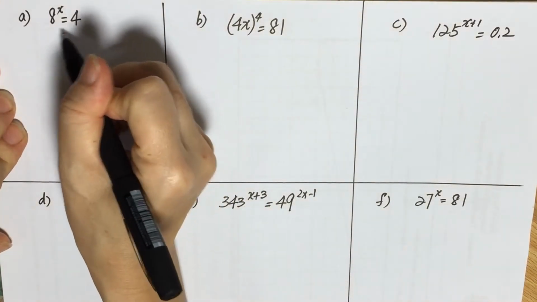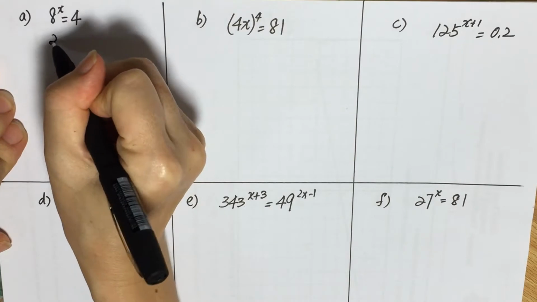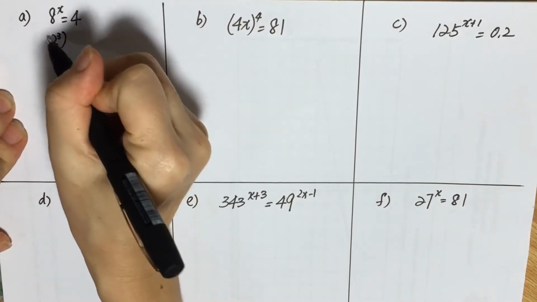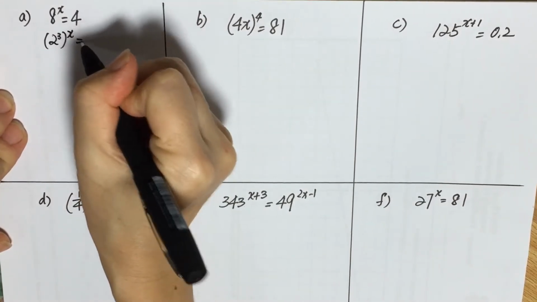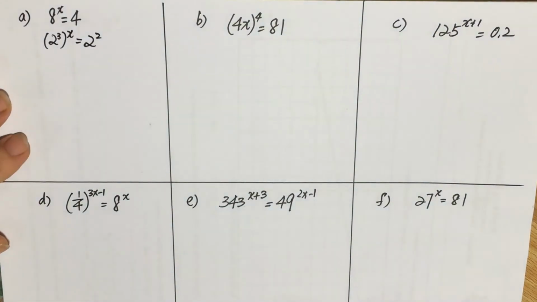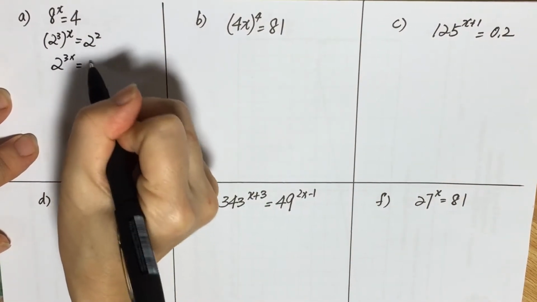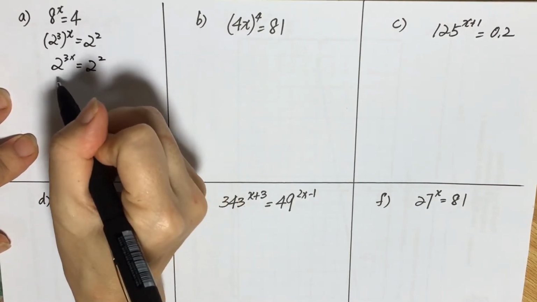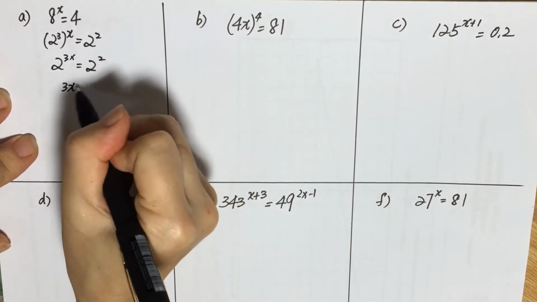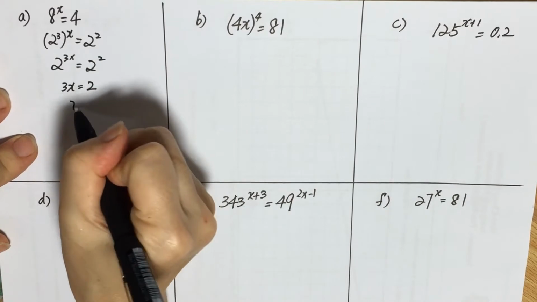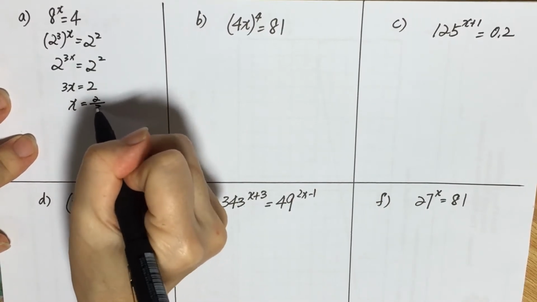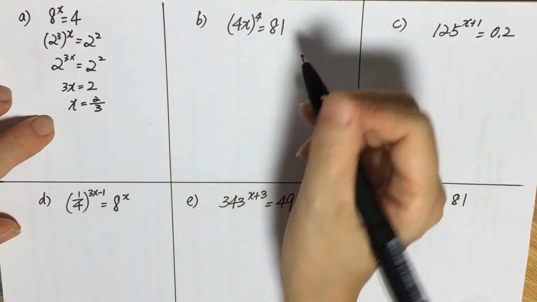Okay, so 4 and 8, we link them by 2. So 8 is actually 2 cubed, so 2 cubed to the power of x, and then 2 squared. 4 is actually 2 squared. So therefore now this is 2 to the power of 3x equals 2 to the power of 2. So the base is the same. So if the two numbers are the same, that means the power must be the same.